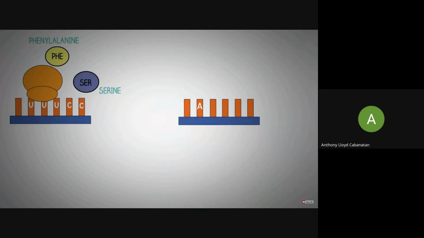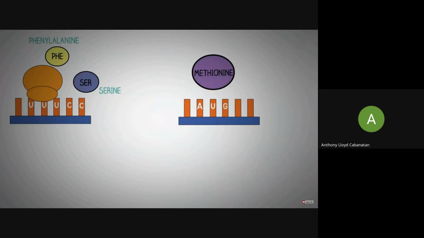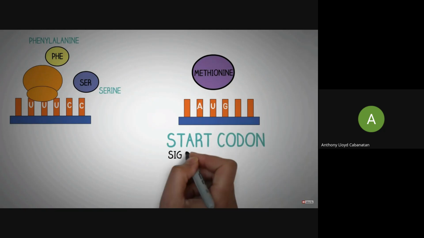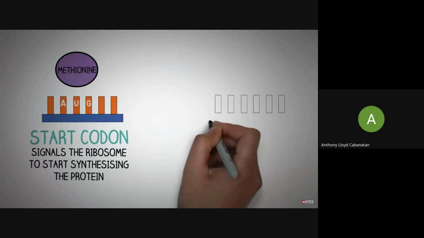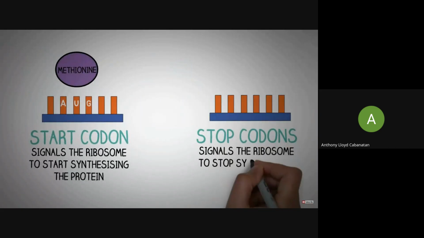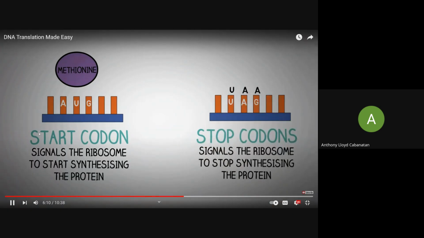The codon AUG codes for the methionine and is also the start codon, which signals the ribosome to start synthesizing the protein. Similarly, we have 3 special codons which signal the ribosome to stop synthesizing the protein. These are UAG, UAA, and UGA. These are known as stop codons, and when the ribosome reads these, they know that the protein is now complete.